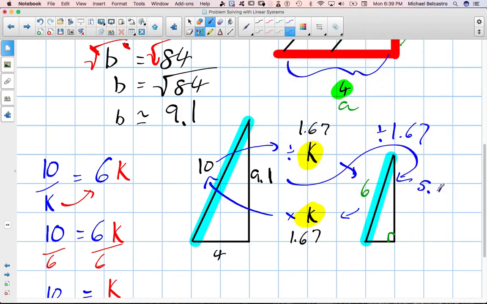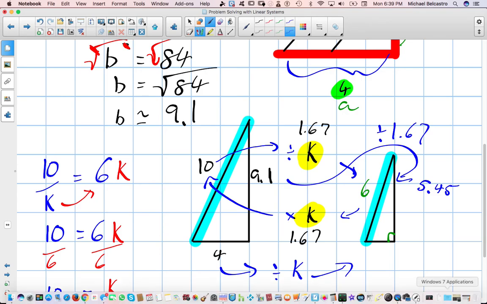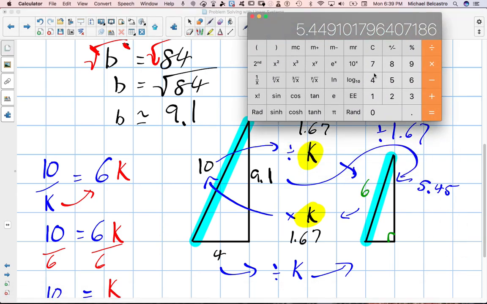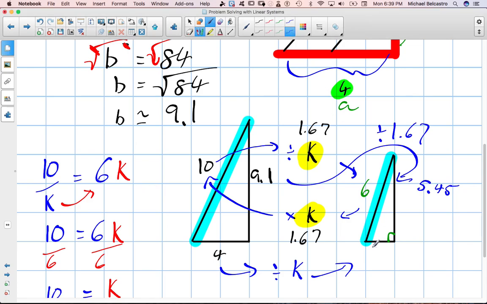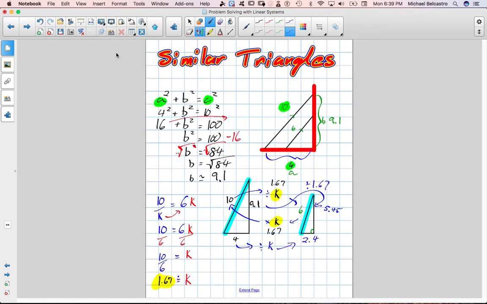And then with the other one, same idea. Take 4, and we're going to divide by the K value. It's going to become 4 divided by 1.67, 2.4, let's say. This becomes 2.4. I know it's a little jumbled in there, but the key here is once we find that ratio, you just multiply or divide the other sides by it, and you have all of that information.